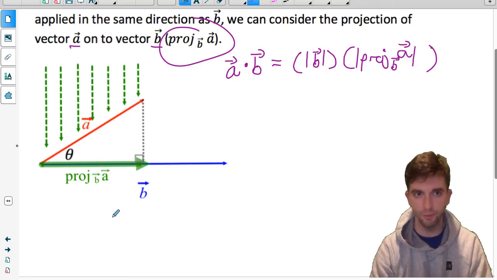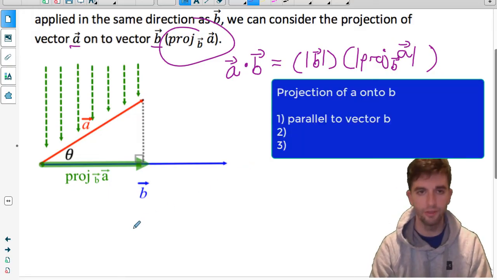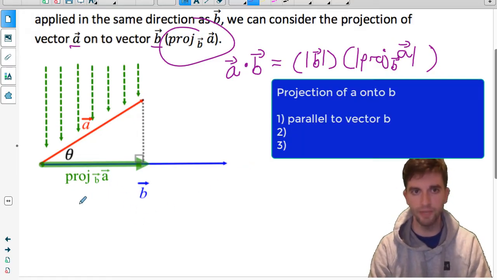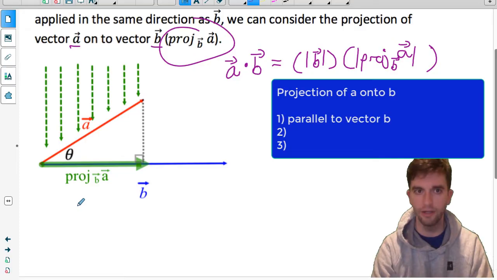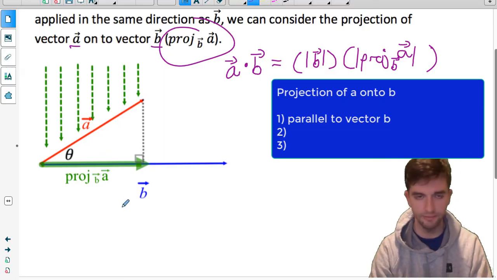properties. Property number one, if we're doing projection of A onto B, the projection of A onto B is always going to be parallel to B. That's property number 1. The projection of A onto B is parallel to B. So that means either in the same direction as B or the opposite direction as B.